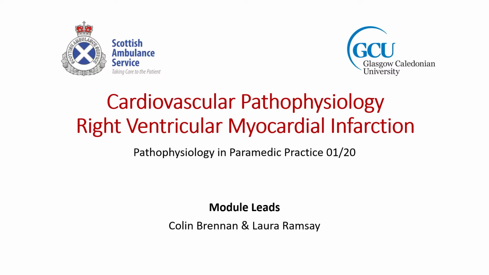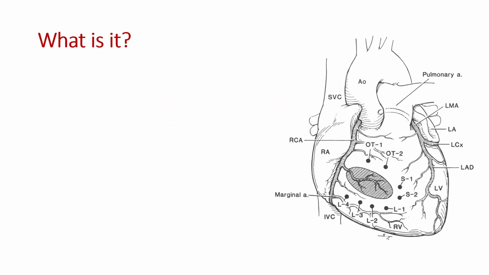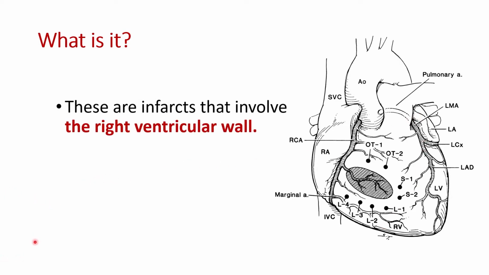So the next thing we need to think about, we thought about posterior MI, is right ventricular wall MI, and this is the same in that we don't have a lead that particularly looks at the right ventricular wall apart from V1. So what is this? This is an infarct that involves the right ventricular wall particularly. So this right ventricular wall here. So these are infarcts that involve the right ventricular wall.